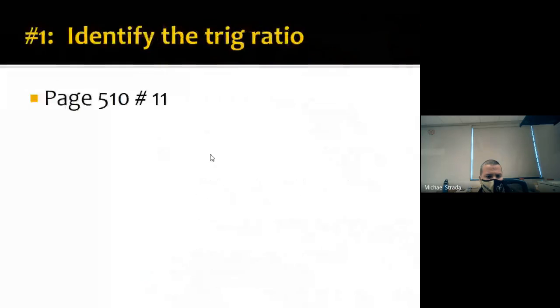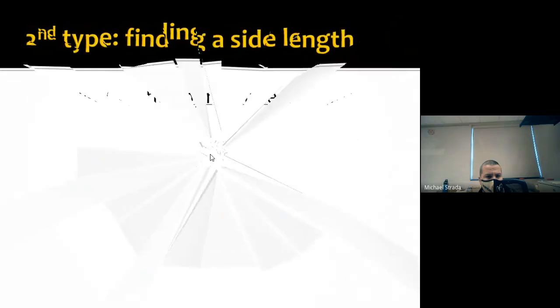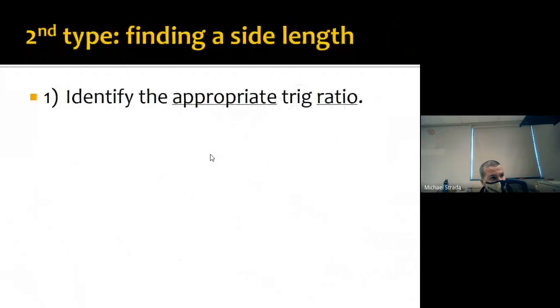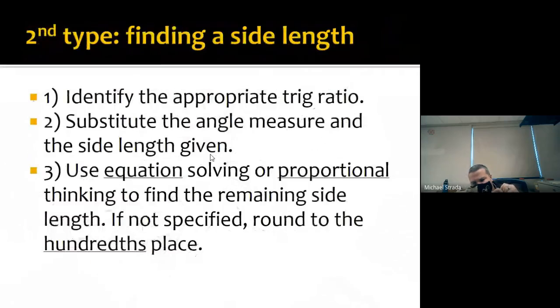So now we'll look at the second type of problem. Second type, finding a side length. Number 1, identify the appropriate trig ratio. Number 2, substitute the angle measure and the side length given. Number 3, use equation solving or proportional thinking to find the remaining side length. If not specified, round to the hundredth.